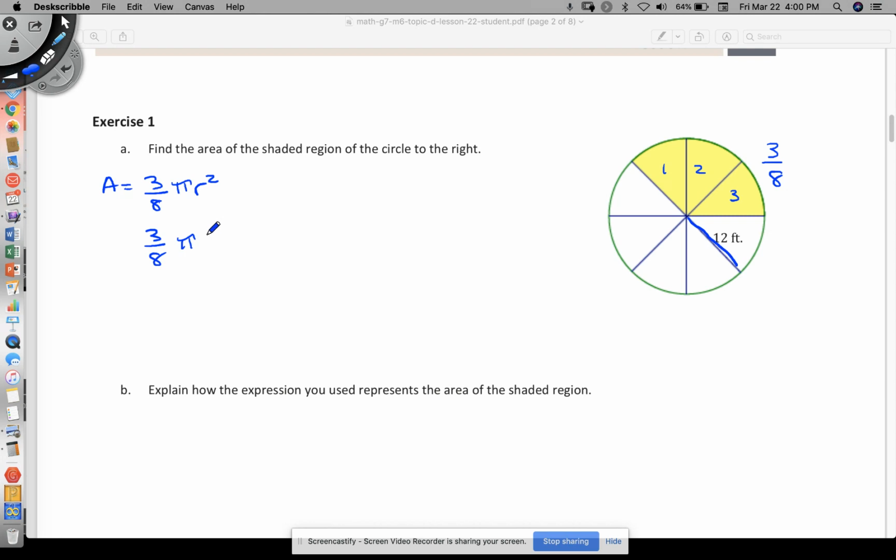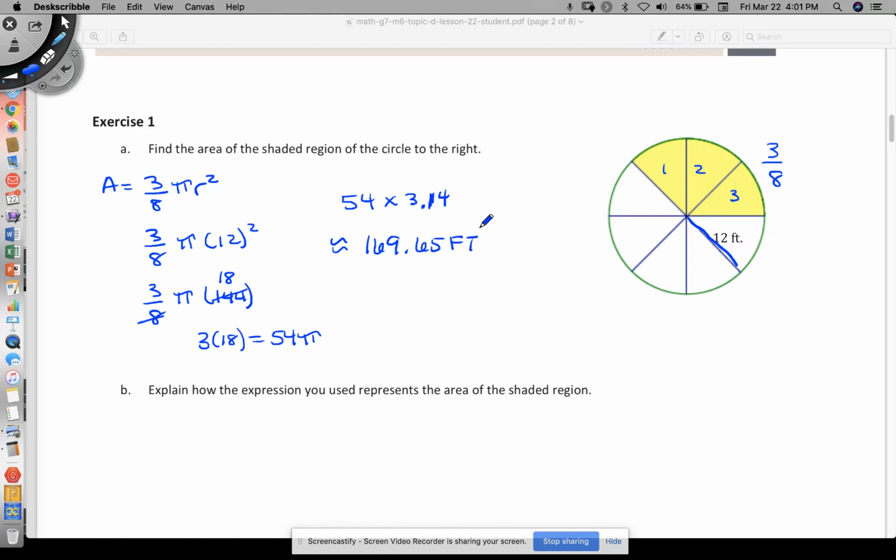So we're going to say 3/8 pi times 12 squared, 3/8 pi times 144. Now I can see that 8 divides into 144. I'm just simplifying 144 divided by 8, which is 18, just to get rid of that fraction. And then I'm left with 18 times 3, which gives me 54. And then bring down that pi. So now I'm going to say 54 times 3.14 is going to give me about 169.65 feet squared.